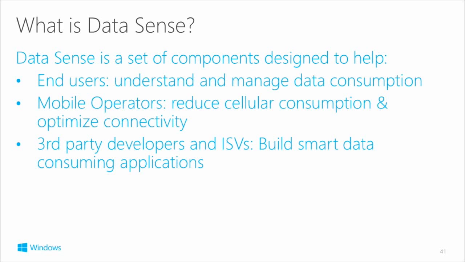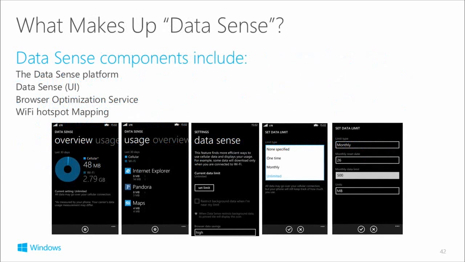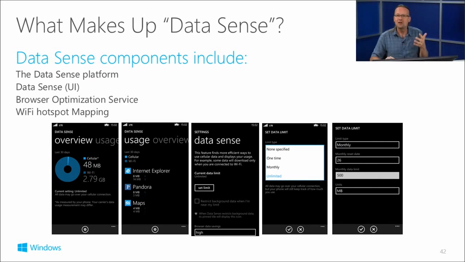What does this tie into? Well, there's this thing called DataSense, which is a set of components designed to help your end users minimize their bills, helps mobile operators reduce their consumption and connectivity, and helps third-party developers build smart data-consuming applications. It's a whole suite of stuff. There's apps in it which the end users can use for looking at which apps are the hungriest and have transferred the most data. So again, another reason for keeping your data transfers compact, because if you don't, your users will see it and they might uninstall your app.